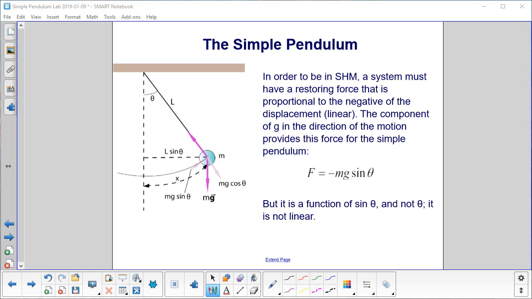In order to be in simple harmonic motion, a system must have a restoring force that is proportional to the negative of the displacement. So what does that mean? It has to be proportional to something like this: minus kx.